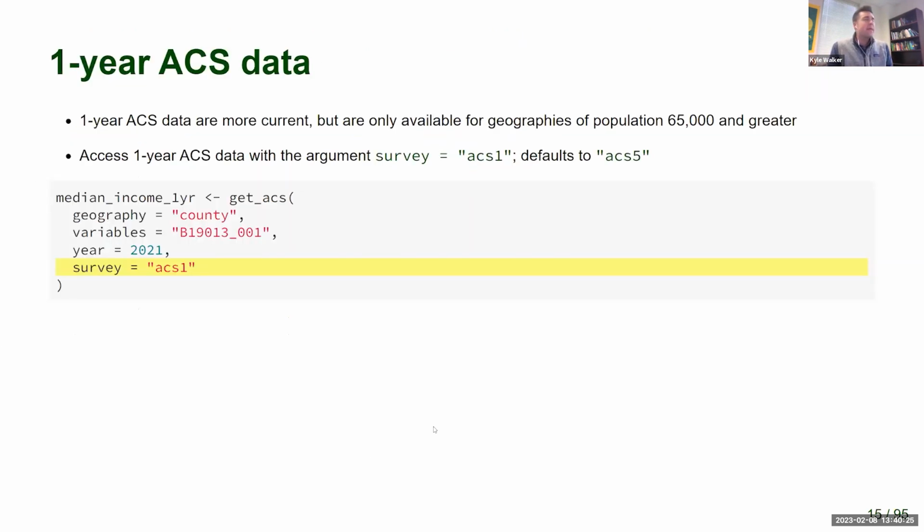And so we've looked now at the 5-year ACS data, and we get back data for every county in the United States. But what if you want more current data from the 1-year ACS? All you have to do is add the argument survey equals "acs1", with ACS1 in quotes. This gives us back more current data, but it is limited. And I want to show you how that works.